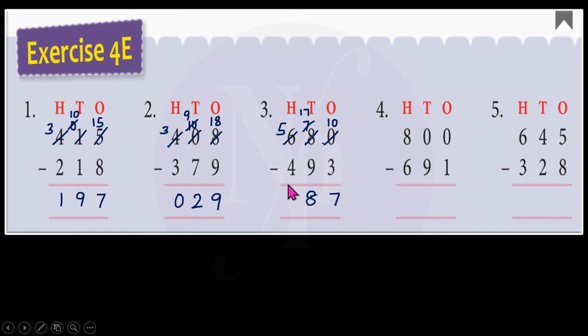Coming to hundreds column, we subtract 400s from 500s to get 100 as a difference. Therefore, 187 is the difference of 680 and 493. Question number 4. 800 minus 691.